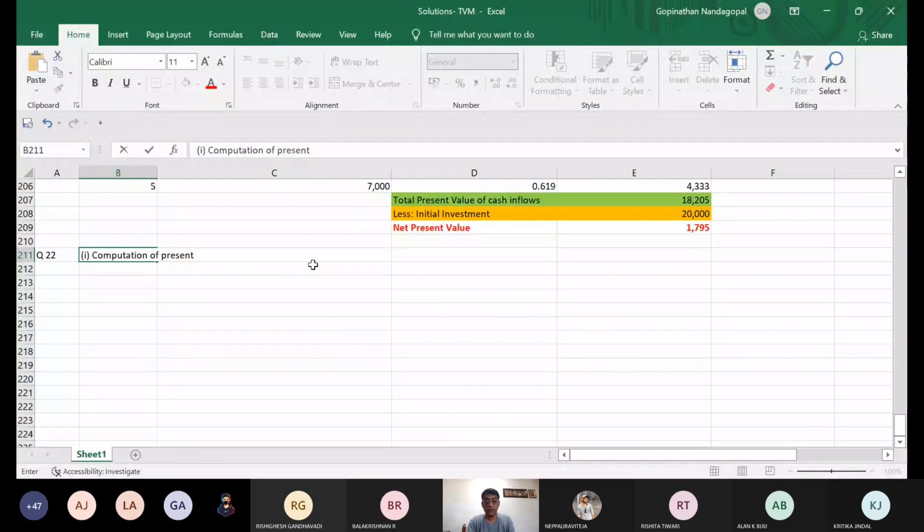So the computation of present value of rupees 20,000 receivable after 8 years.